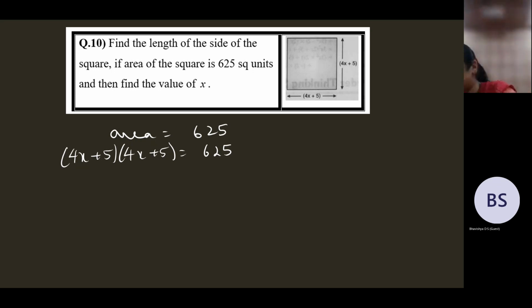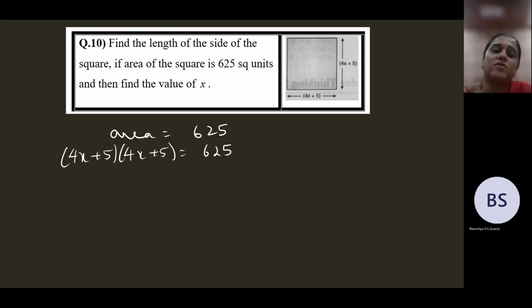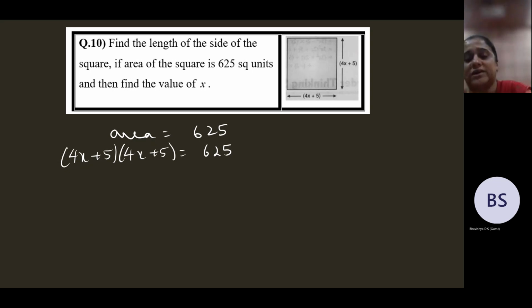What is 5 into 5? How do you write 5 into 5 in exponential form? 5 square, right? Yes, ma'am. How will you write 3 into 3 into 3? 3 cubed, ma'am. Then what is 4x plus 5 into 4x plus 5? 4x plus 5 the whole square, ma'am. Correct. So 4x plus 5, the whole square is equal to 625.